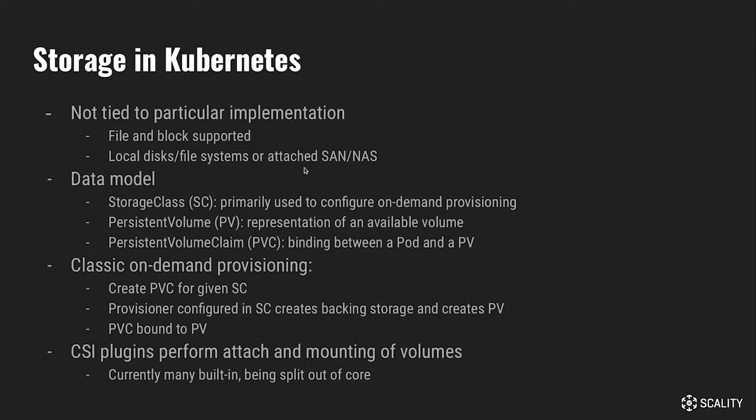In Kubernetes, as was mentioned before, there's CSI to provision storage, and in general, the project tries to not tie itself into particular implementations. So storage in Kubernetes can be file, it can be block, it can be local disks, it can be an attached SAN, it can be an attached NAS, whatever. The data model itself is fairly simple, maybe too simple, and it all starts with a so-called storage class.